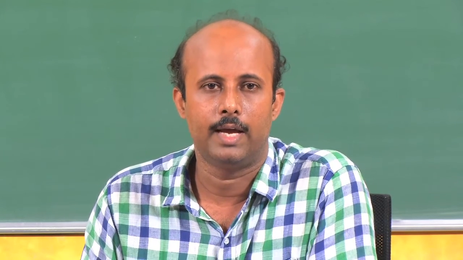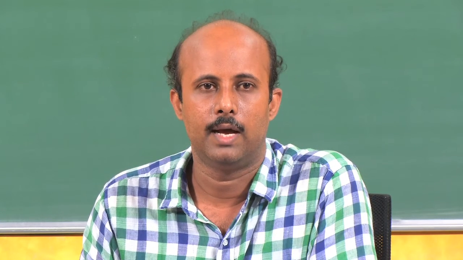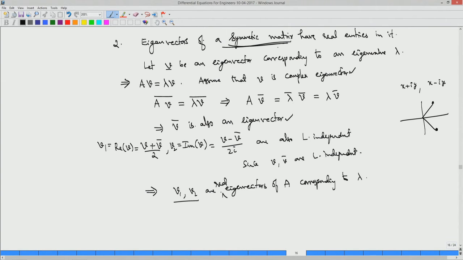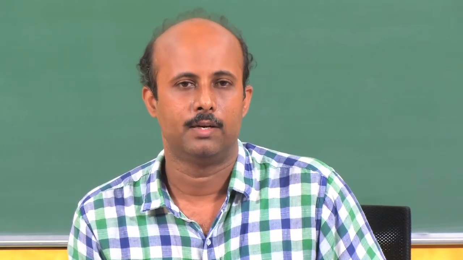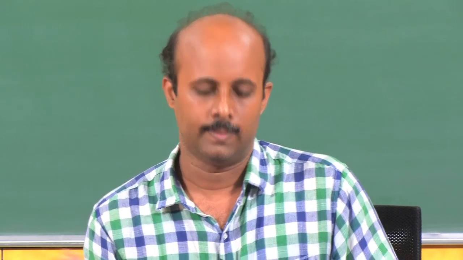So, that means this is Hermitian, and from property 1 you see that the eigenvalues are real. Corresponding to that real eigenvalue, let us say you have a complex eigenvector. Then its bar is also an eigenvector. So, you have two linearly independent eigenvectors, and if you take the real part, it implies immediately that the real and imaginary parts are also linearly independent. So, they are the real eigenvectors of A corresponding to the eigenvalue lambda. That is property 2. So, you see that if you have a matrix with real entries and it is symmetric, all eigenvalues are real, and the corresponding eigenvectors are also real eigenvectors. Okay? That is what you have seen.